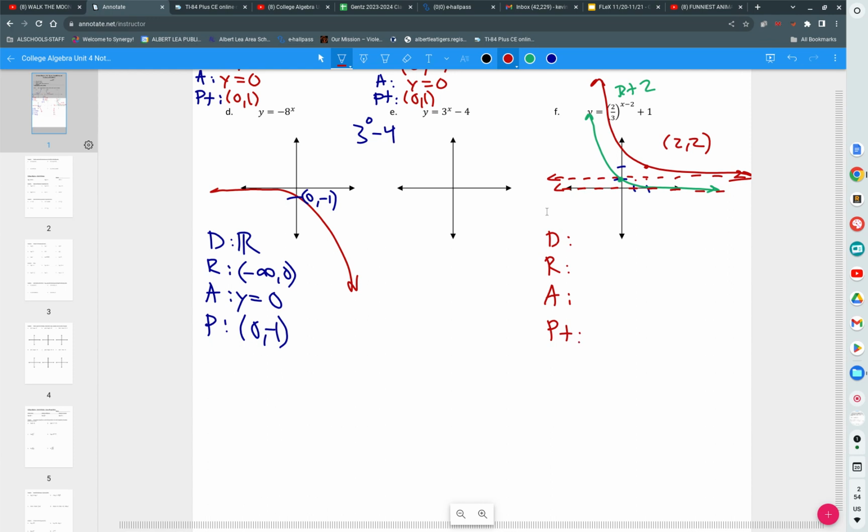We identified that the domain is all real numbers. The point is located at 2, 2. The range is going to be from 1 to infinity, and the asymptote is y is equal to 1. Any questions on that one?